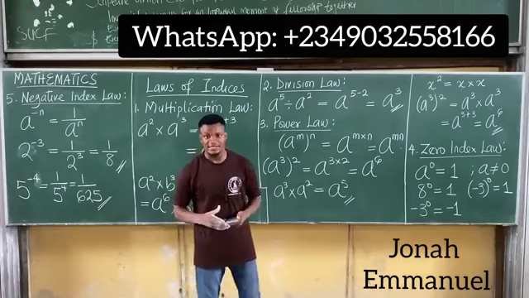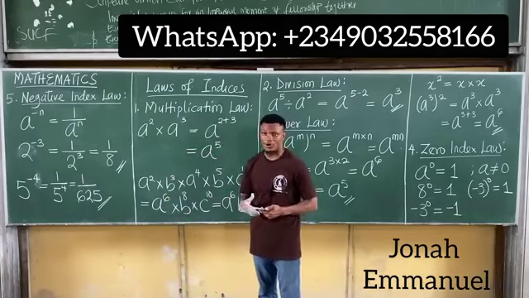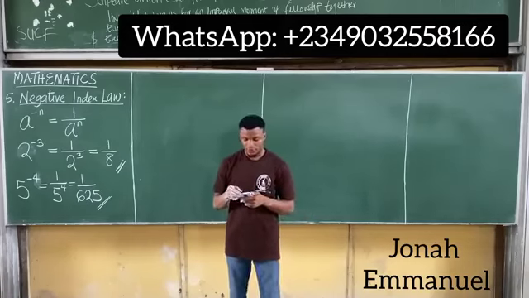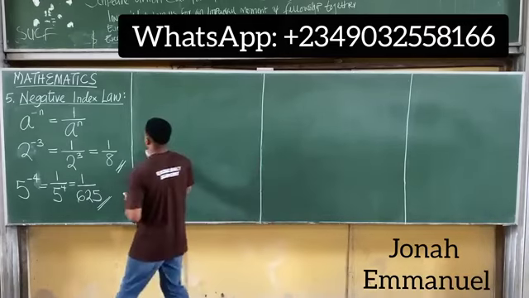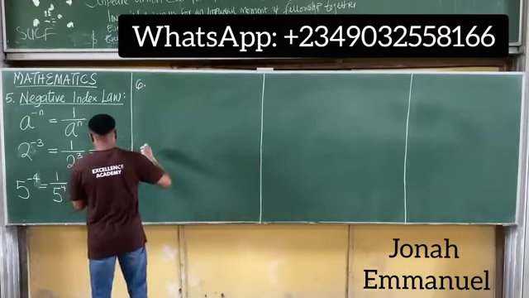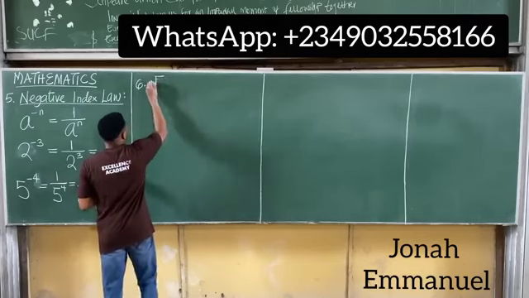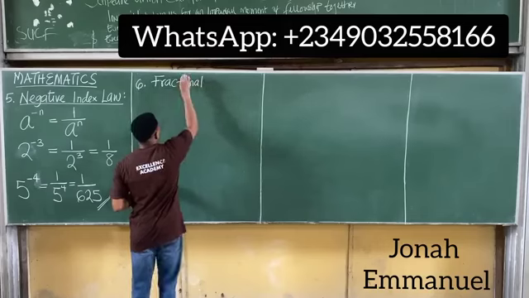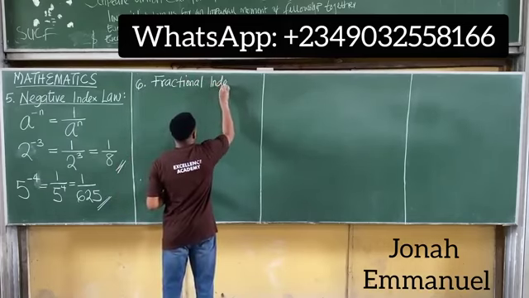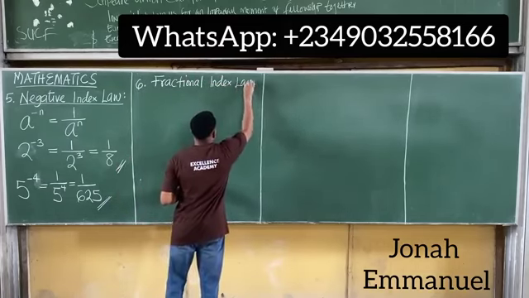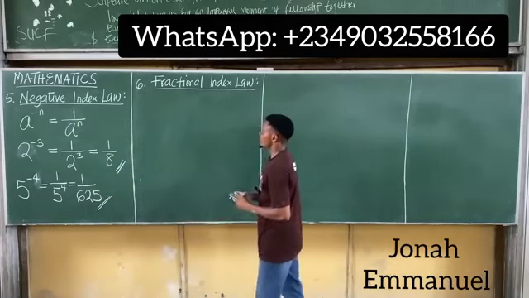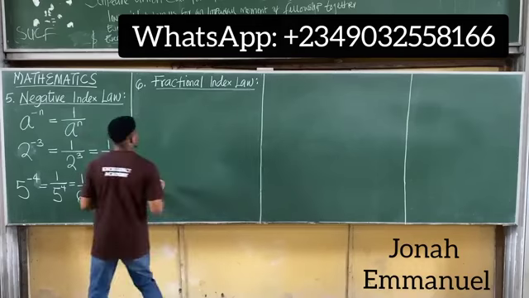All right, let's look at yet another law of indices. Let's look at the number 6. Let's look at what is called the fractional index law. From the fractional index law, the mathematical form is this.